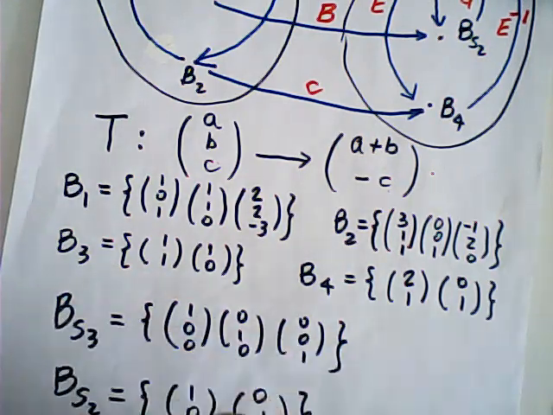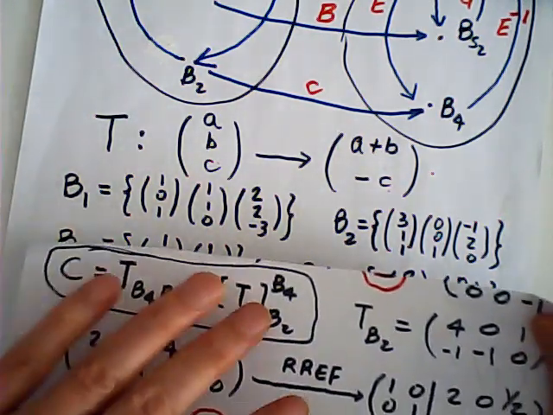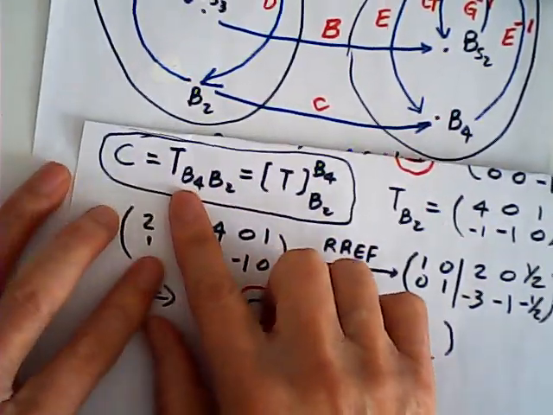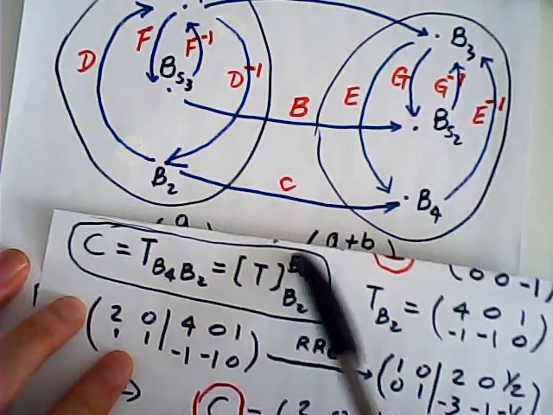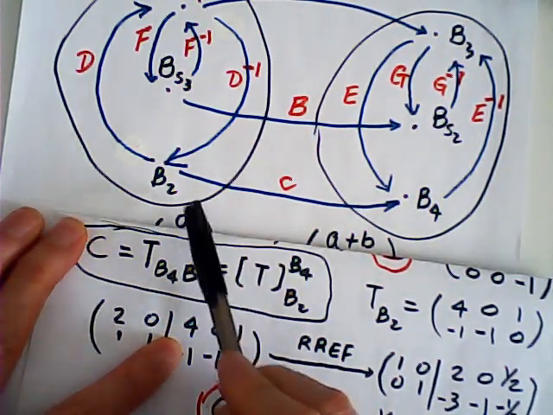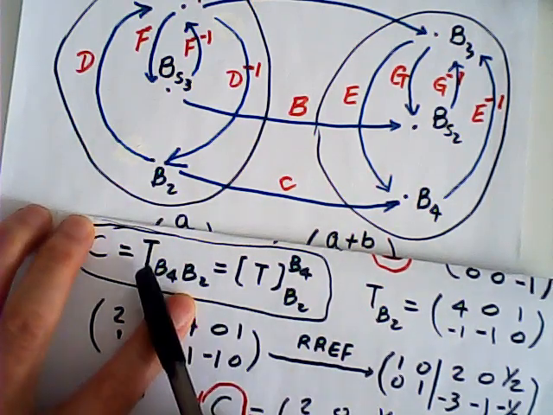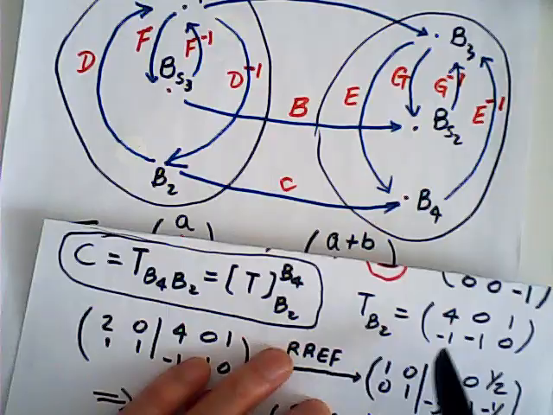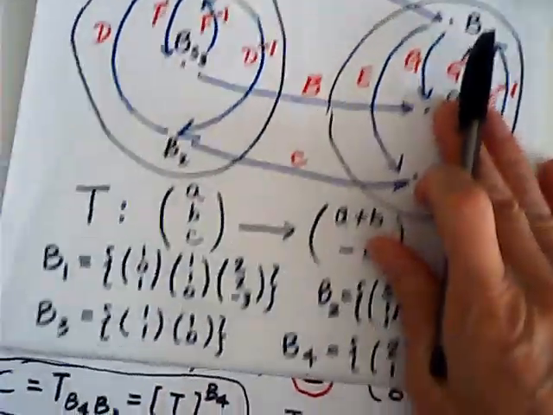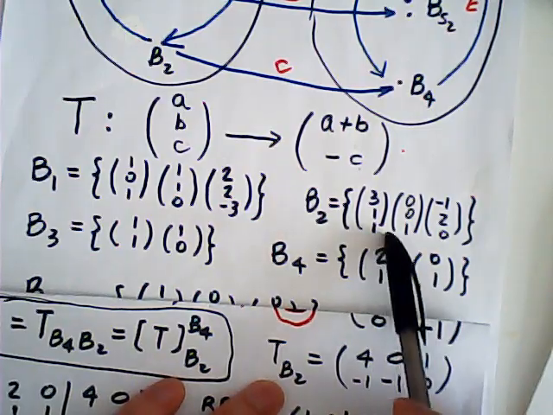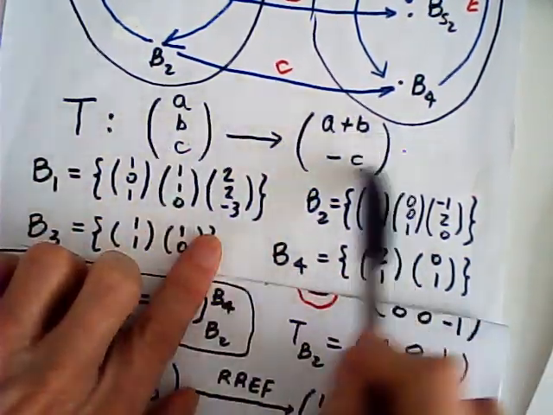Now then for C, just same thing repeat again. C is representing a linear transformation. C is a matrix for linear transformation from B2 to B4. From B2 to B4, another way of writing it. And B2 is this, right? This is B2. This is the transformation.